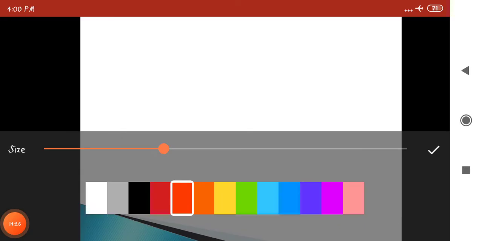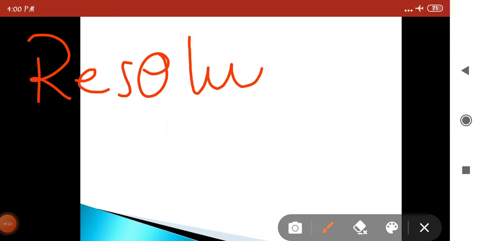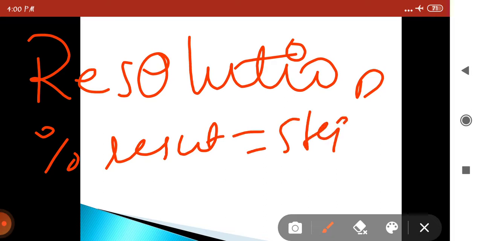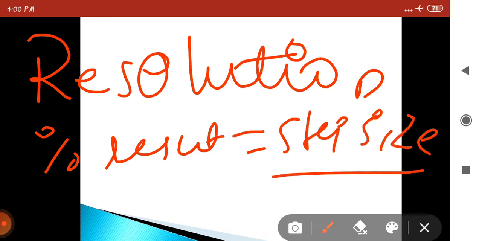And the next one is resolution. Resolution of a D to A converter is defined as the smallest change that can occur in the analog output as a result of a change in the digital input. Percentage of the resolution can be written as step size divided by full scale.